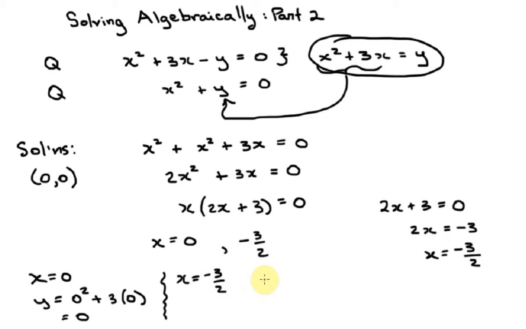Okay, so if I plug in negative 3 halves into the equation there that I circled up here, that's going to give me negative 3 halves squared.